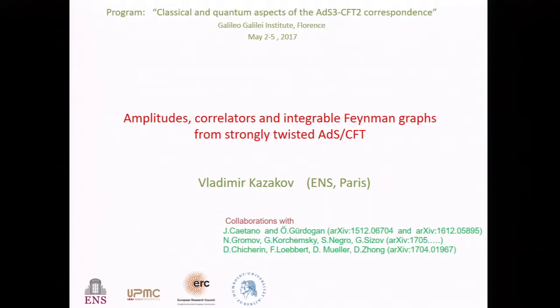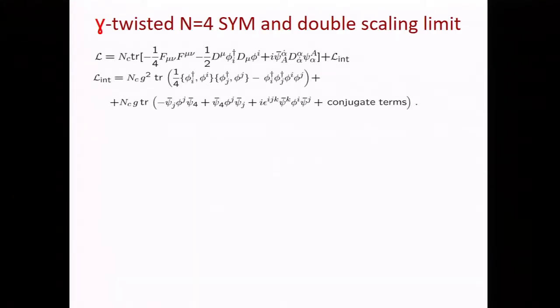So, I hope the title itself can serve as an introduction. I will quickly come to the model which I will be studying. So it's gamma twisted super Yang-Mills theory in a specific double scaling limit.